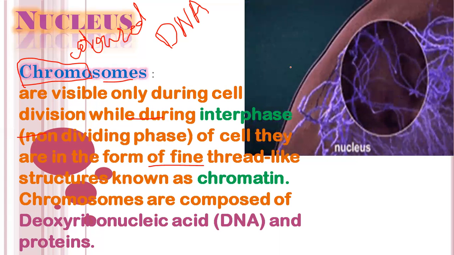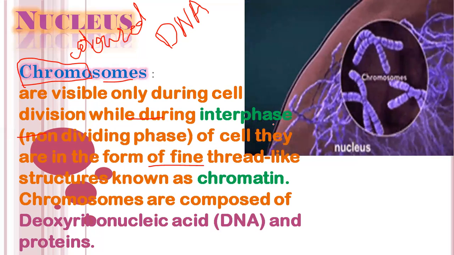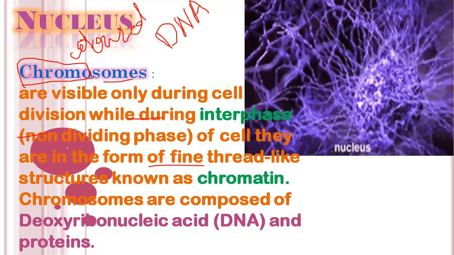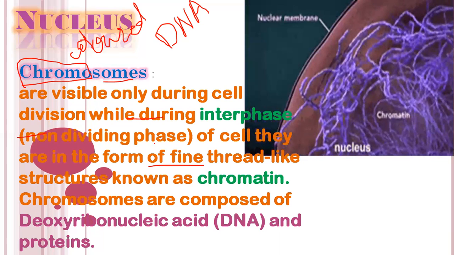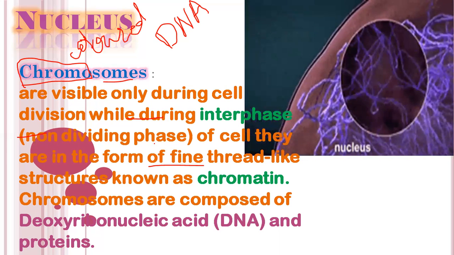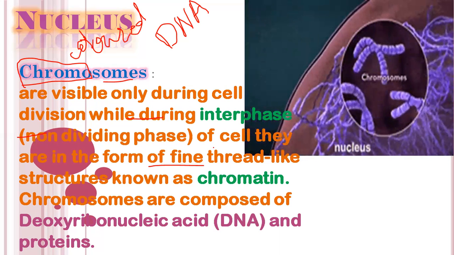So before mitosis or before division, the cell undergoes the interphase stage. Interphase is called the non-dividing phase, and this is the longest phase of the cell life cycle. In it, the cell does not divide, but it prepares itself for the division.